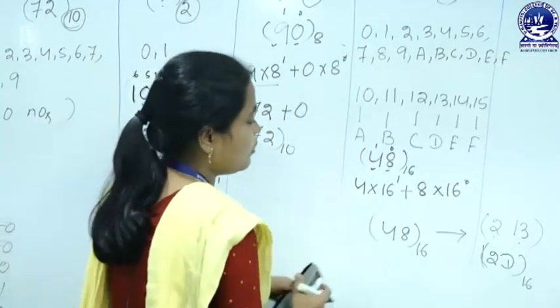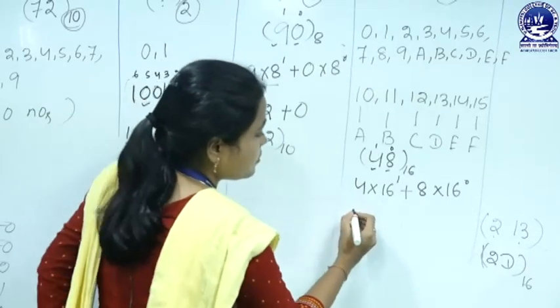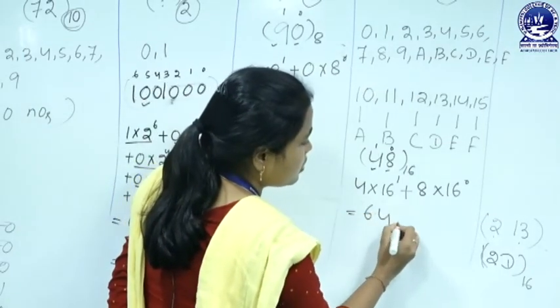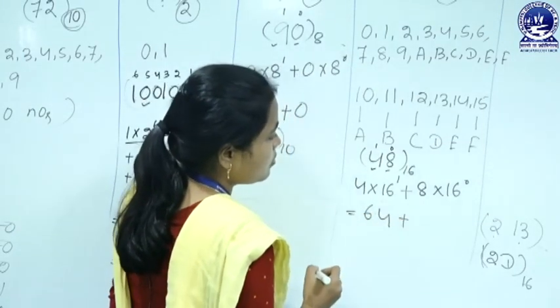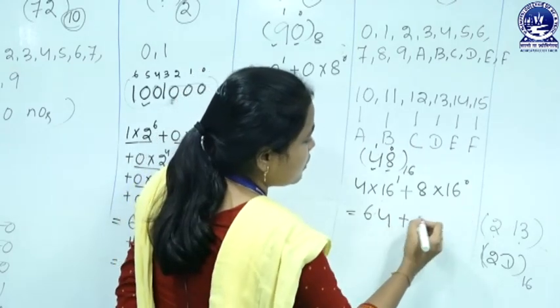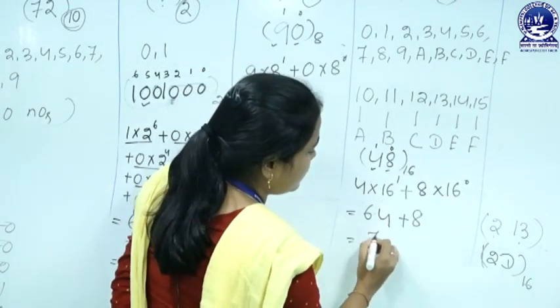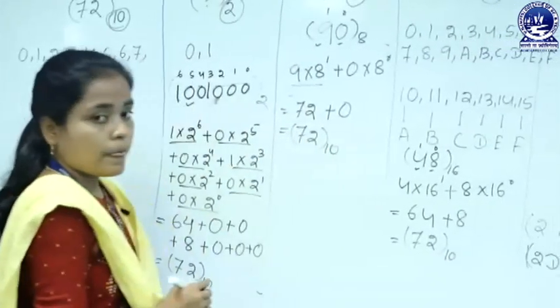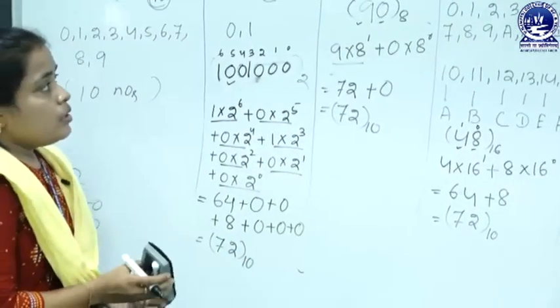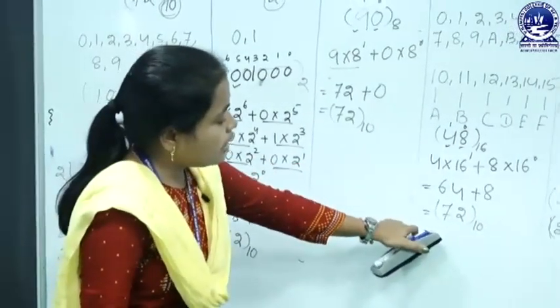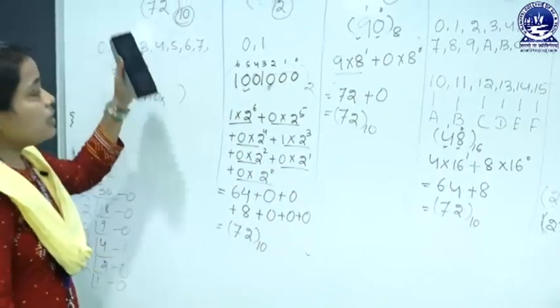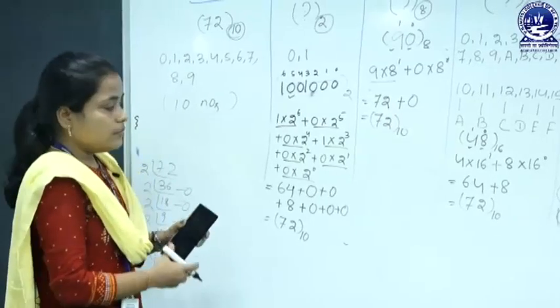So what will be the value for this? 64 plus 8. It will be 72. So the hexadecimal value is transferred to its decimal value.